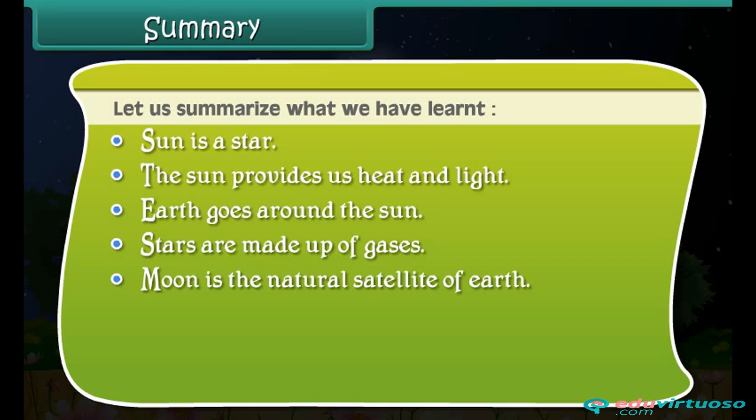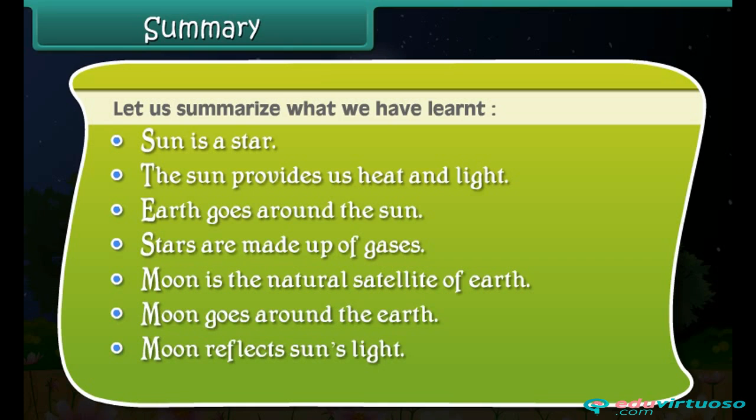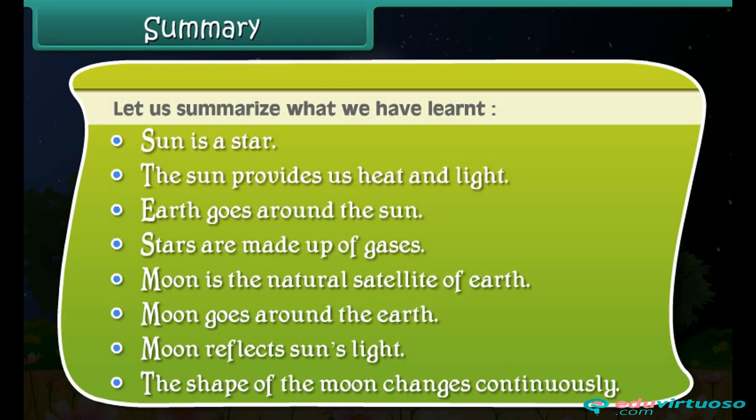The moon is the natural satellite of Earth. The moon goes around the earth. The moon reflects the sun's light. The shape of the moon changes continuously.